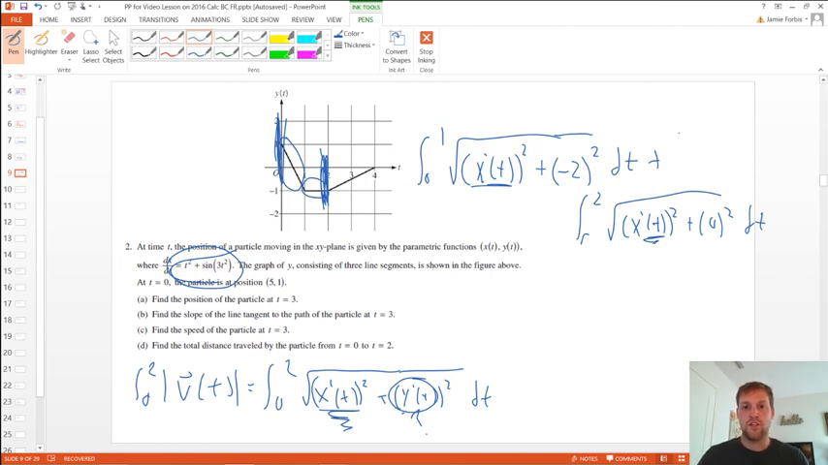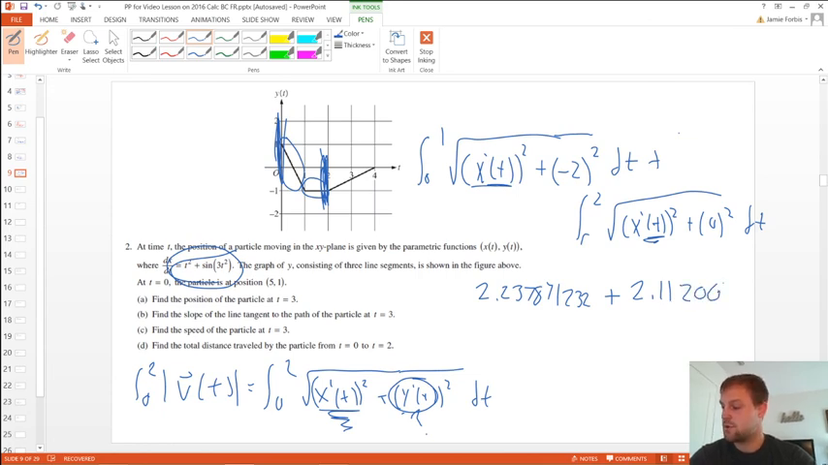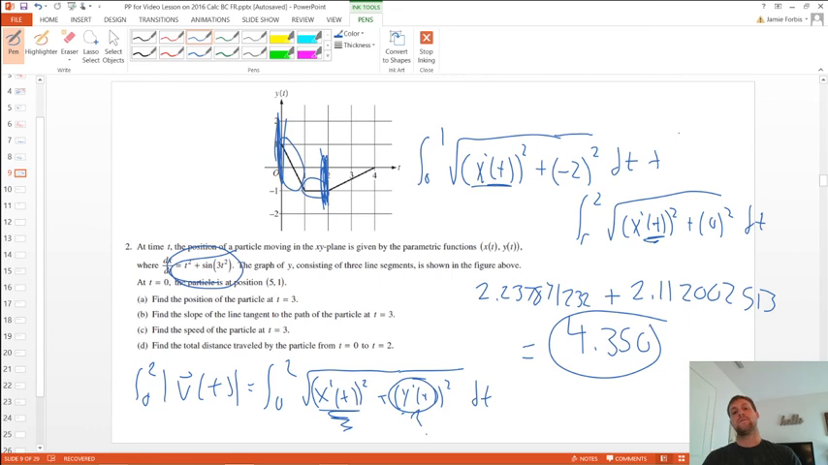All right, so if you do each of those, the integral from 0 to 1, I got to be 2.1237871232, and I added it to the second integral, which I got to be 2.1120025513, and that adds up to 4.350. Okay, so that's your total distance from 0 to 2. That was an interesting one. I think that was pretty interesting. So we went to here and then down.